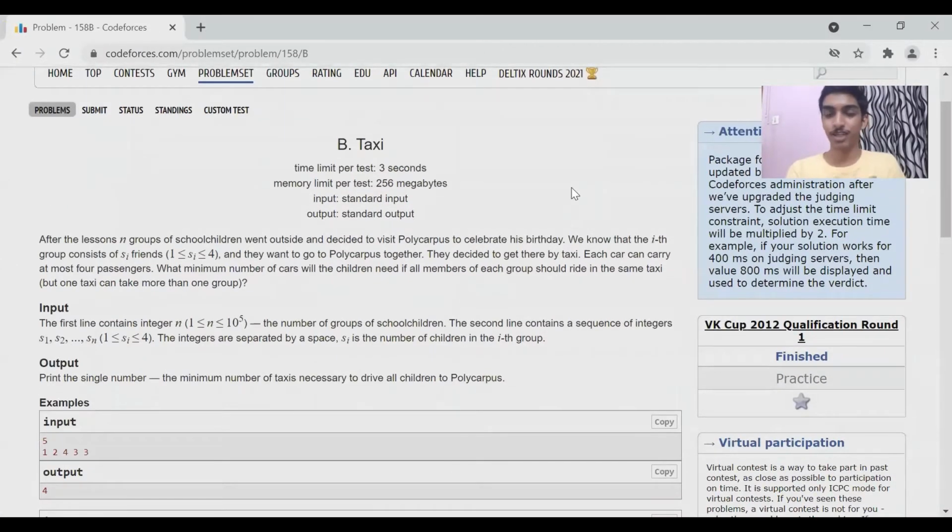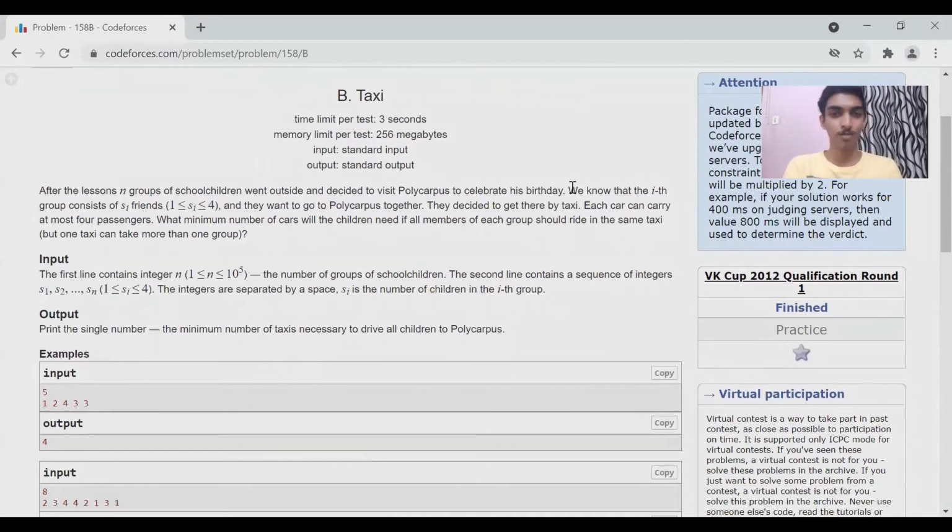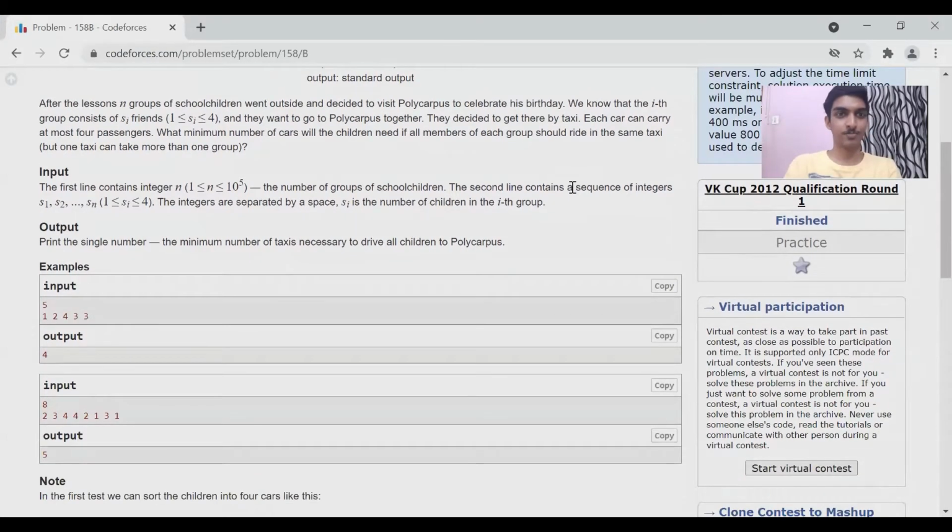Hi guys. So today we'll be solving a problem from Codeforces. So let's read the question.